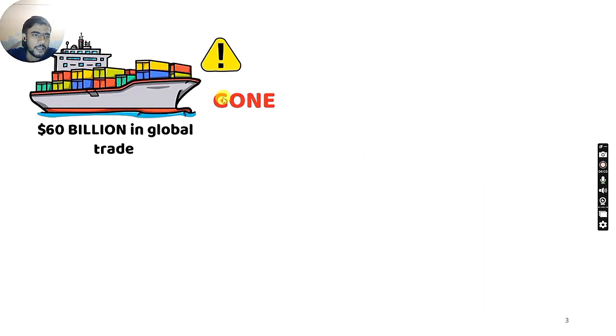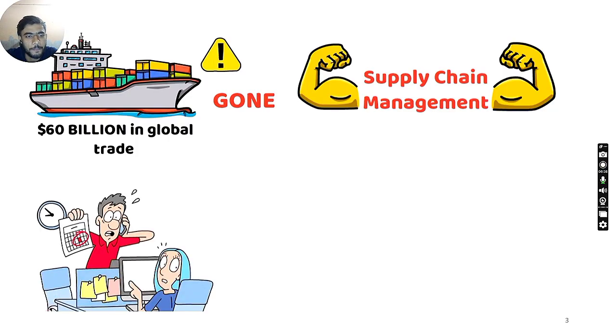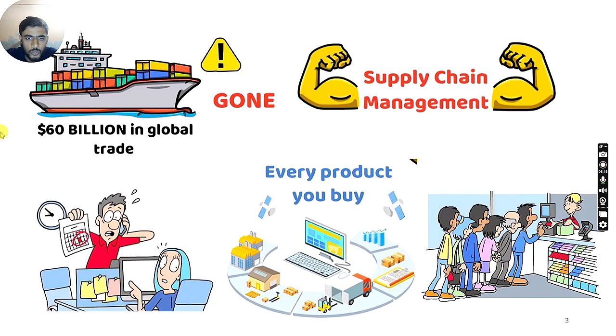So if some carelessness happens, this is the biggest loss: $60 billion in global trade will be gone. If carelessness happens in our supply chain management, then $60 billion, which is a very big amount, will be gone, and it's a very big loss for our world or any nation. So this is the power of supply chain management. And this carelessness is nothing but some type of mistake, like in a calculation or anything.